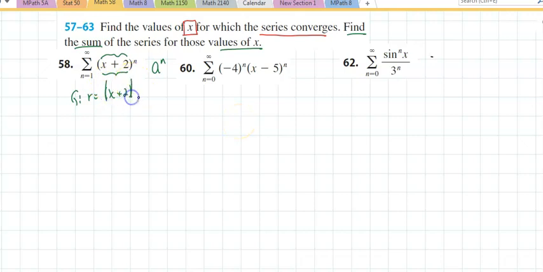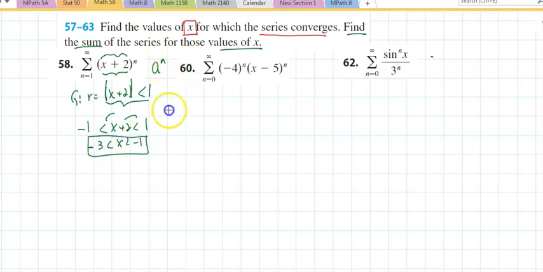The absolute value, if that's less than 1, this will converge. Now I have an absolute value inequality. I know how to deal with that. I took algebra back in my day. Subtract 2 from each side. As long as x is between -3 and -1, this series will converge. And that value will guarantee that this right here is geometric.